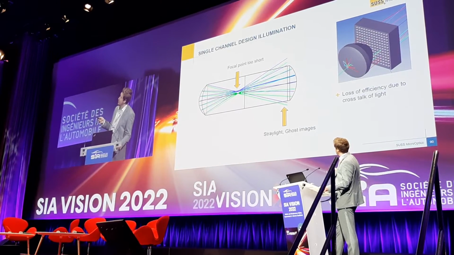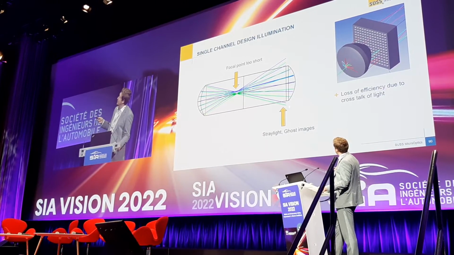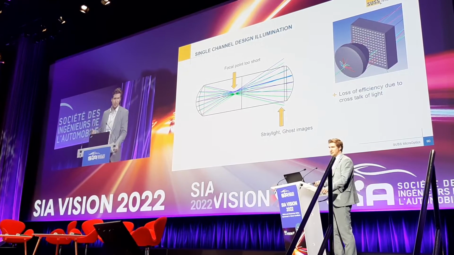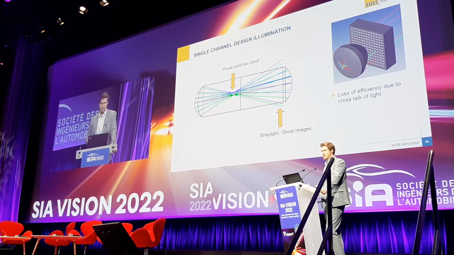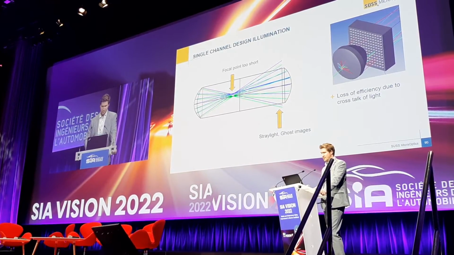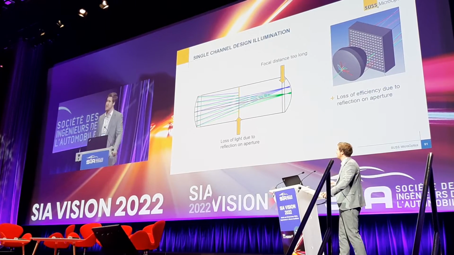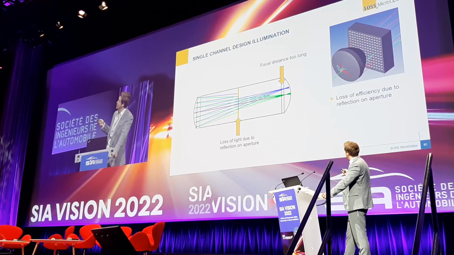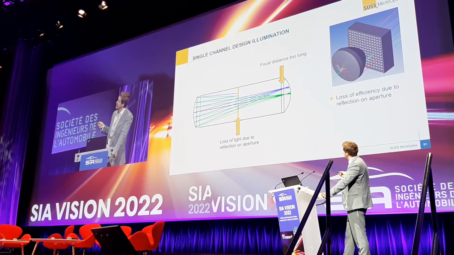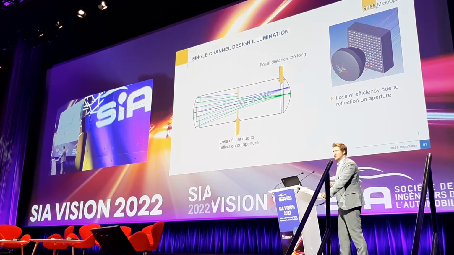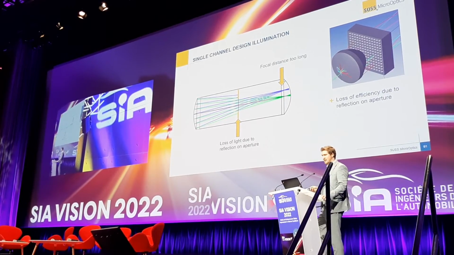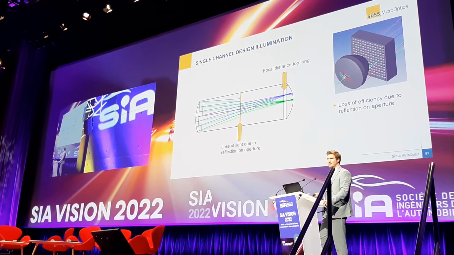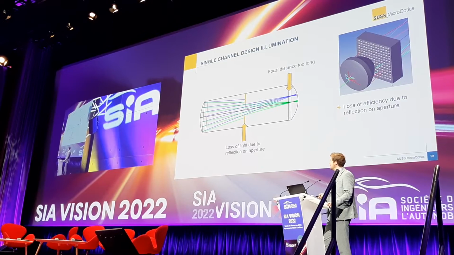Here is the chromium aperture, then a lot of light goes to the neighboring channel, and when you have stray light, this is what you don't want to have. So this is not a good solution when it's too long. So the focal distance here is from this area to the focus here. Then in the aperture, a lot of light is lost. Yeah, it's reflected or absorbed.